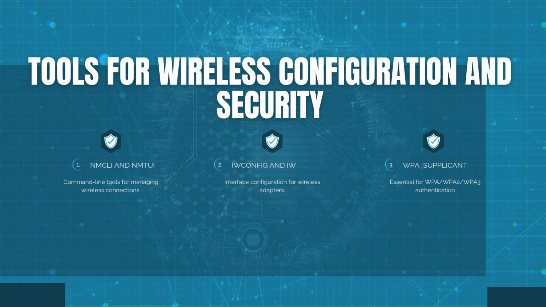When it comes to securing wireless networks on Linux, you're not just picking the right encryption protocol, you're also using the right tools to configure and manage those connections securely. Let's go over four of the most important ones: nmcli, iwconfig, iw, and wpa_supplicant. First up is nmcli. This is the command line interface for NetworkManager.